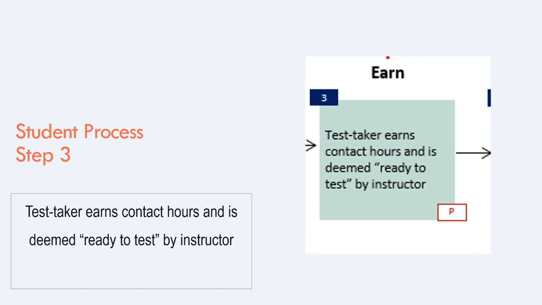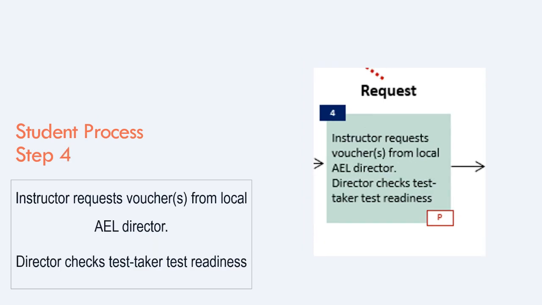So student process step number 3, the test taker earns the contact hours and is deemed ready to test by the instructor. Again, we put this in there because this may be part of your local process that you put in place. Like, hey, we're not going to just give these to anybody. We want to create a local process that says this test taker has earned these contact hours and/or has taken this official GED practice test, and we're saying that they are ready to actually get a voucher and sit and be scheduled and ready.